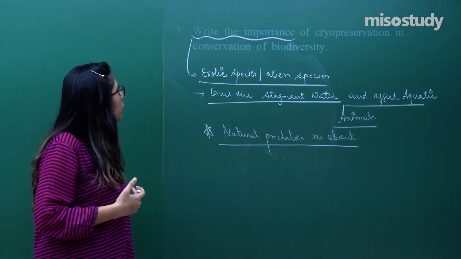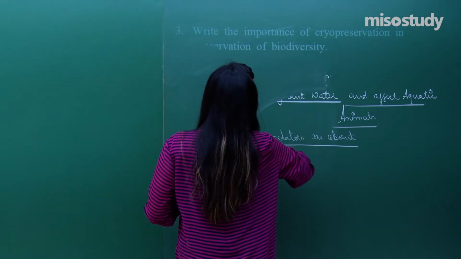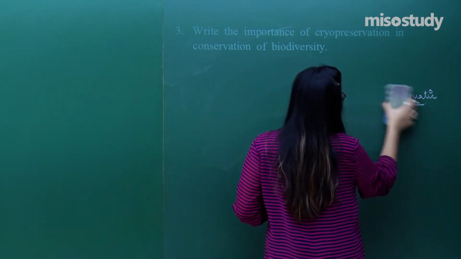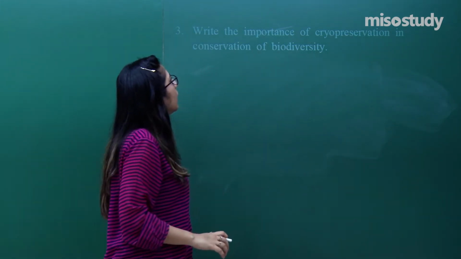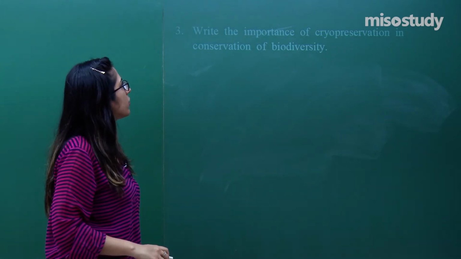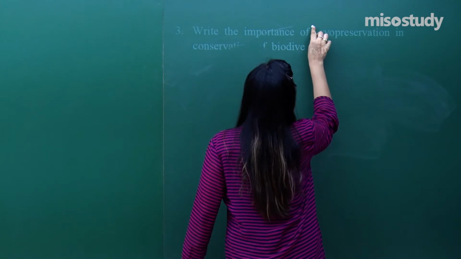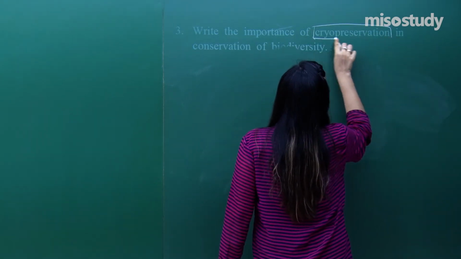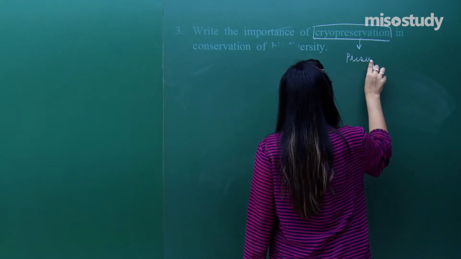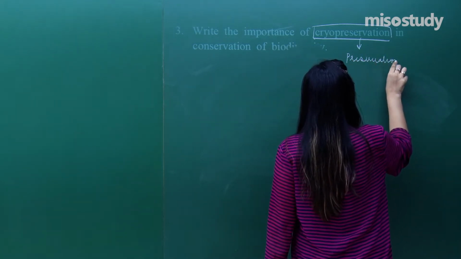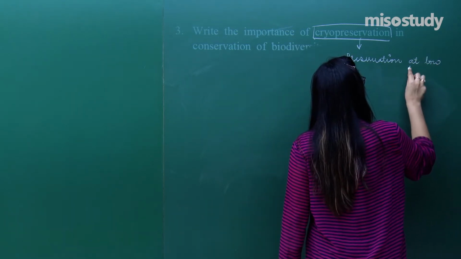Now let's move on to the third question. This is also a 1 mark question. Write the importance of cryopreservation in conservation of biodiversity. First of all, what is cryopreservation? That is preservation at low temperature.